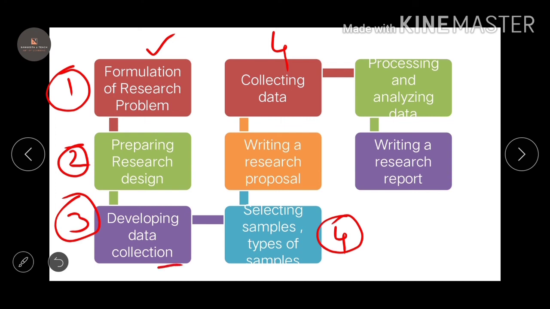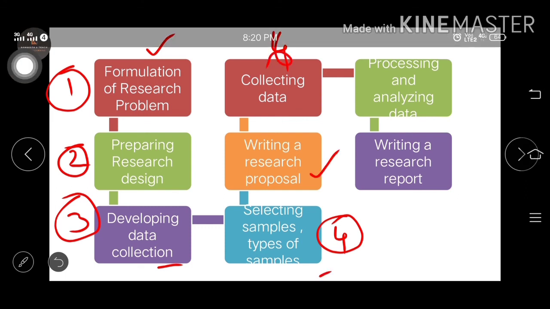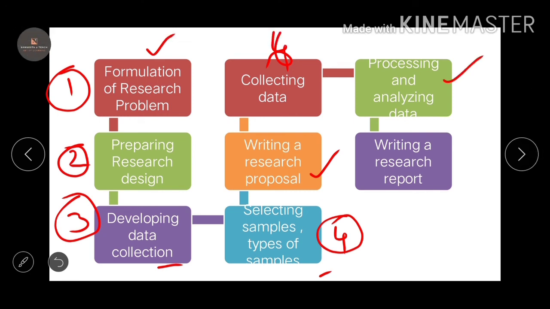You write a research proposal, and then the sixth one is collecting the data, and processing and analyzing the data is the seventh one. The eighth one is writing a report. So the flow is like this. Formulation of the research problem, prepare the research design, develop the data collection, and select the sample. Then write a proposal. A proposal is nothing but a summary of what you're working on.